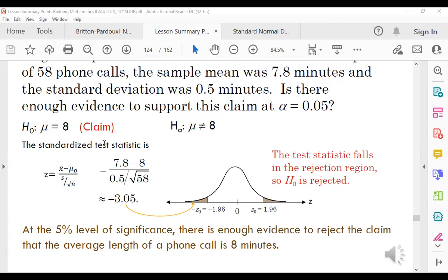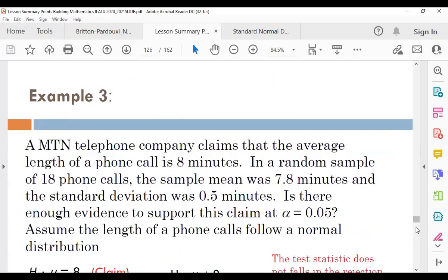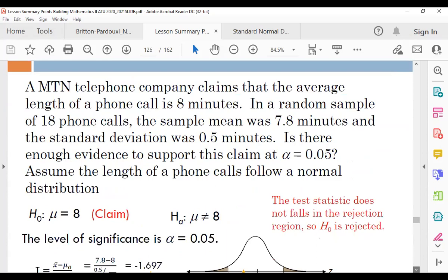Okay, so let's continue since there are no other hands up. We want to look at the next example. So over here we have a different scenario, which is case 2, for sigma not known and small sample size.